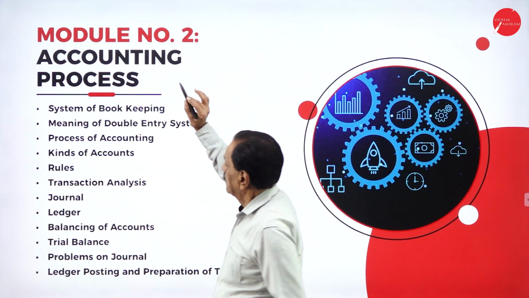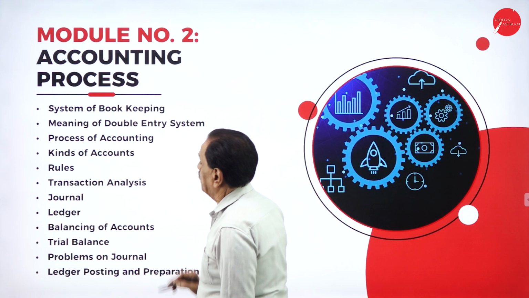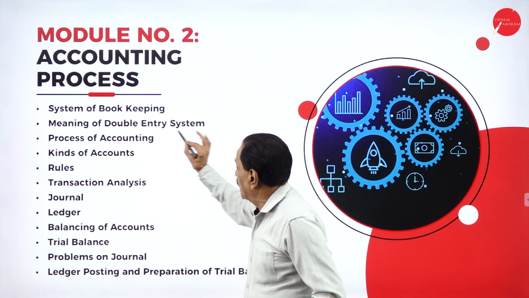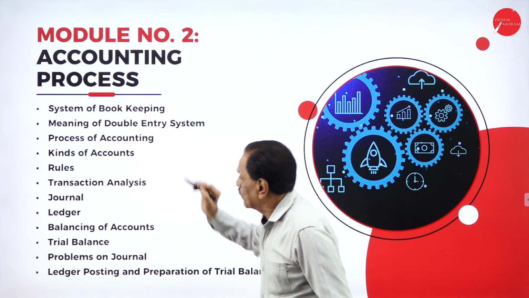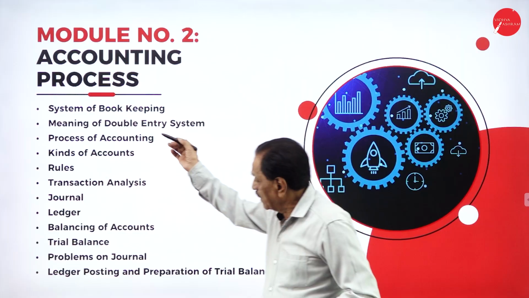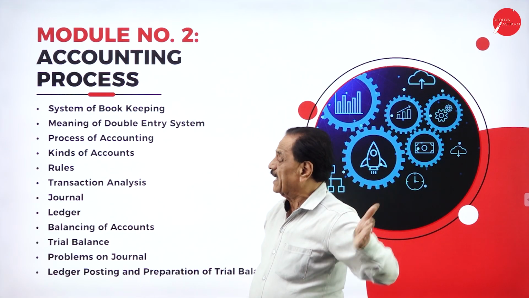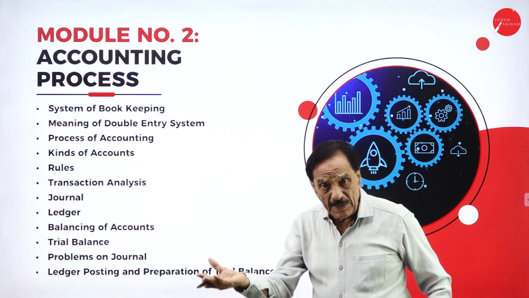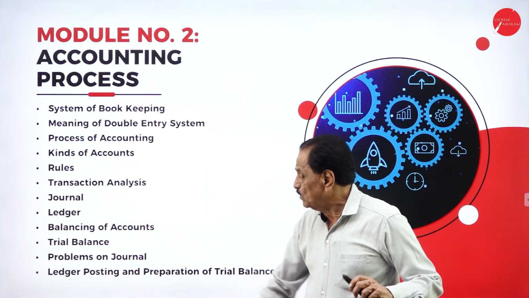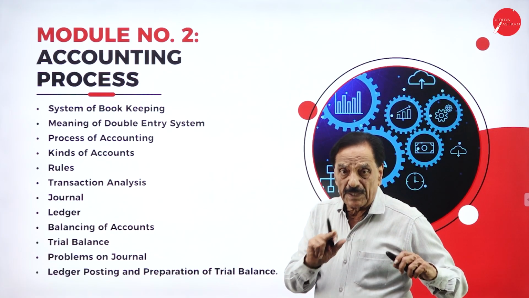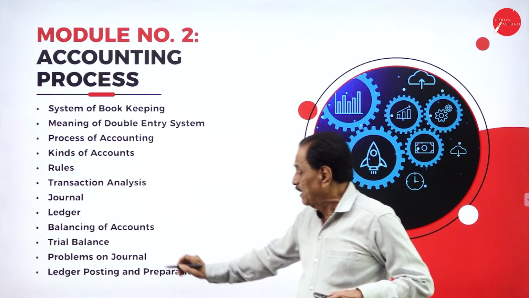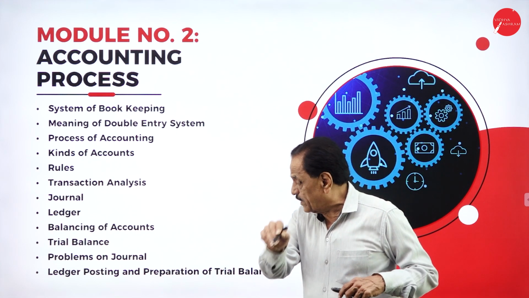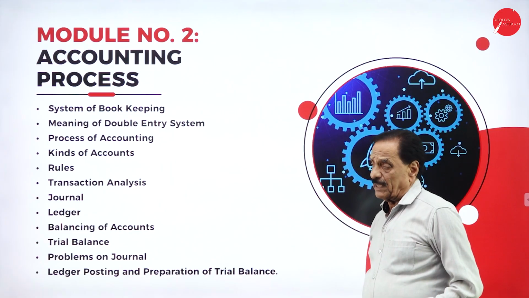Module number 2, what do you mean by system of bookkeeping? You have to explain what you mean by bookkeeping, meaning of double entry system, process of accounting, kinds of account, what the rules are, transaction analysis, journal, what do you mean by journal, what do you mean by ledger, balancing of accounts, trial balance, how to prepare the trial balance with the help of the ledger, problems on journal and ledger posting, journal to ledger posting, and preparation of trial balance.